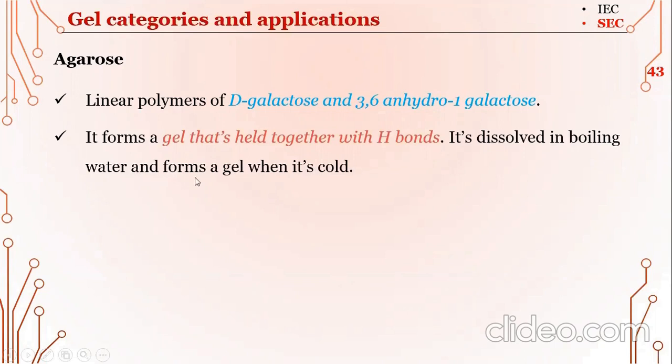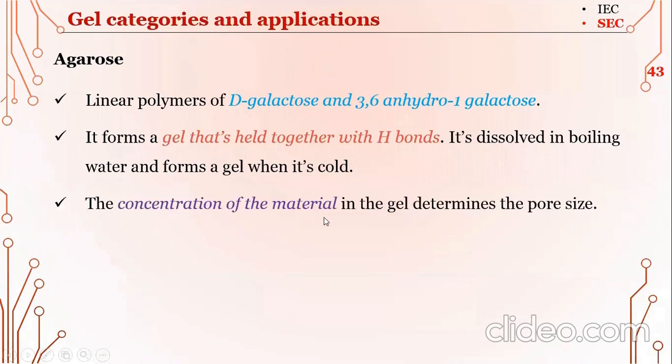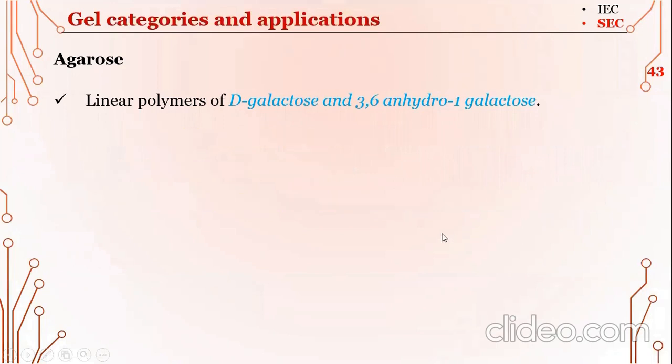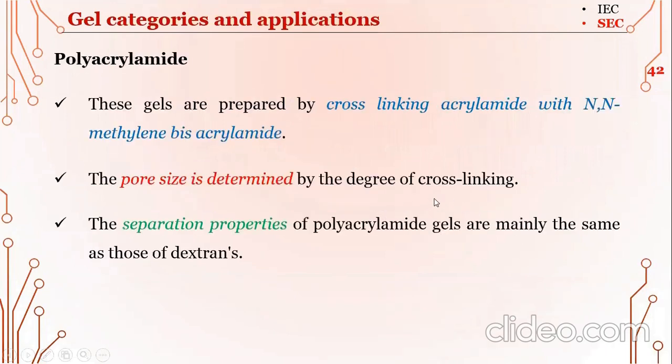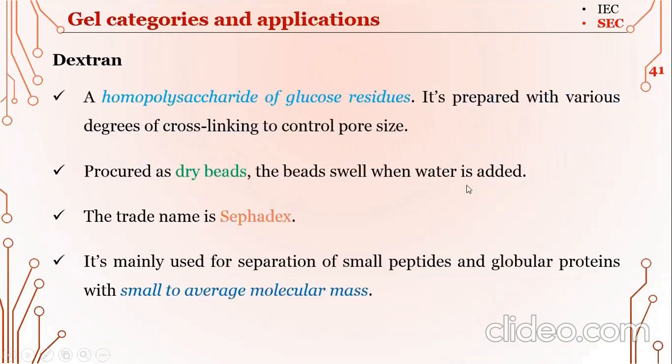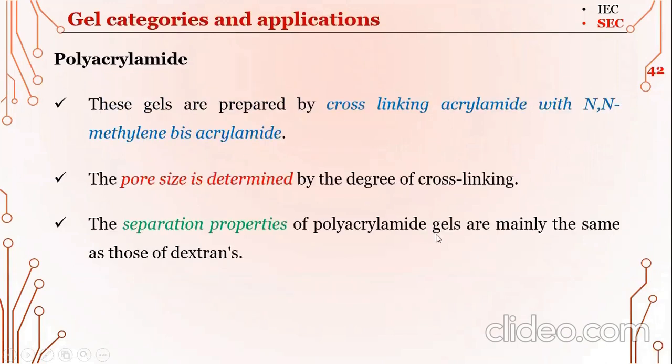It will dissolve in boiling water and form the gel when the cooling temperature is achieved, and the concentration of the material in the gel determines the pore size. Now it is different. Previously, we have talked about polyacrylamide gel and dextran, the pore size. What determines the pore size? The cross-linking actually determines the pore size.